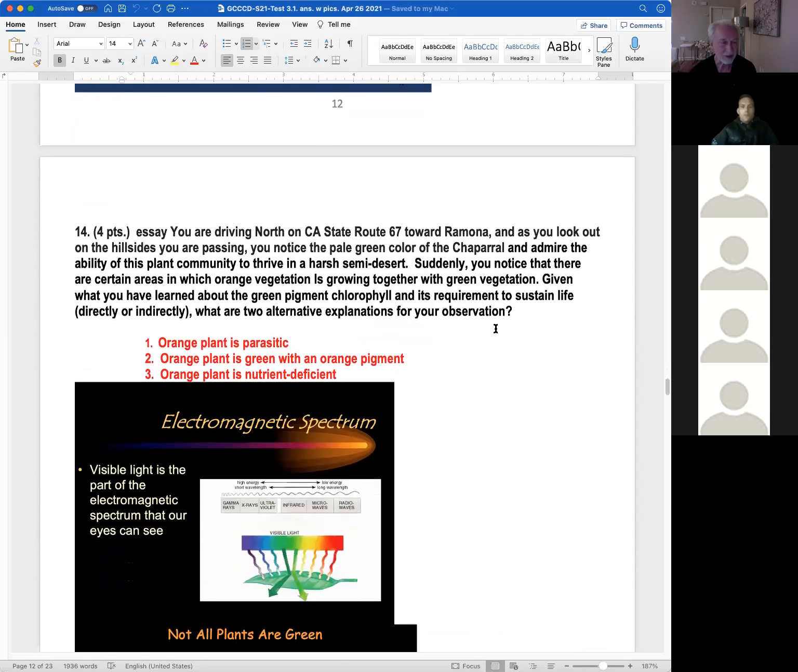The next question is sort of indirect, but what I was really trying to get at is your understanding of the electromagnetic spectrum and what it means. So the question is, you're out and about on the road to Ramona and you notice plants that aren't green. How do you explain plants that aren't green? In this case, the plant is orange.